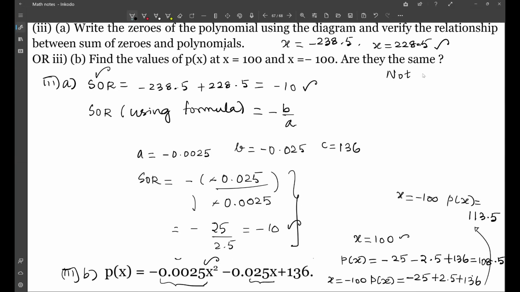The two values are not same. That's because there is an x coefficient with a negative sign. So when you substitute x is equal to plus 100, the value is different from when you substitute x is equal to minus 100. That concludes the case study.